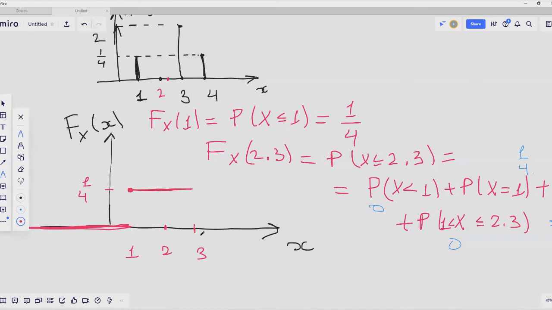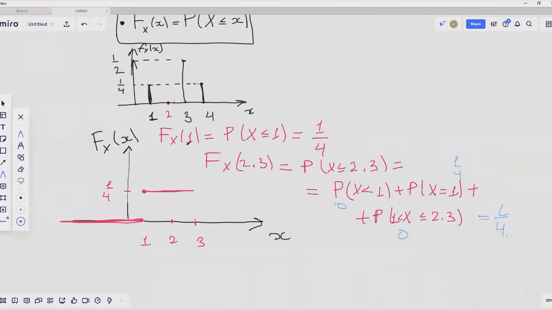Up until this point when x is equal to 3. At x equal to 3, the probability that X equals 3 is equal to 1 over 2. So we'll have to sum 1 over 4 plus 1 over 2 to get a value of 3 over 4 for the CDF at point 3. So 3 over 4. So our function is going to make another jump at this point x equal to 3.